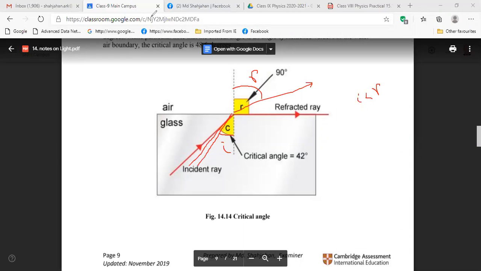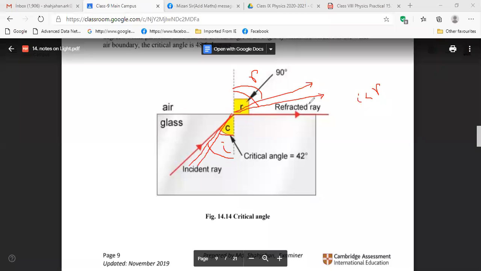Now I will ask you: if I make this angle of incidence a little bit bigger, then this ray will go a bit larger, won't it? If your R is bigger, this ray will go, for example, in this way. So I is increasing, R is also increasing. This is I now. If you increase more and more the value of I, then your angle of refraction will also become bigger.